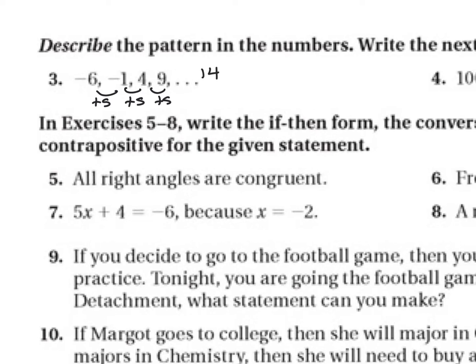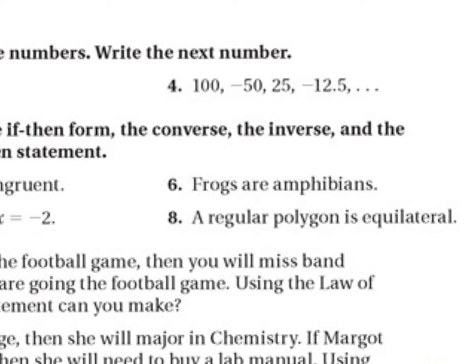Then for number 4, it looks like I'm dividing by -2, or I could have also said multiply by -1/2. So then my next number in the sequence or in the pattern is going to be 6.25.